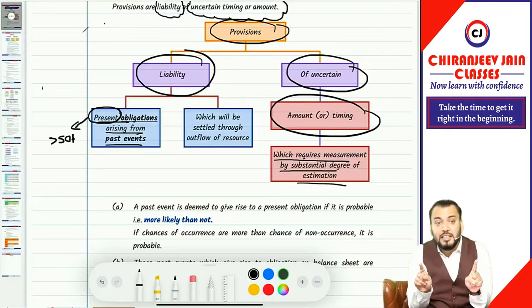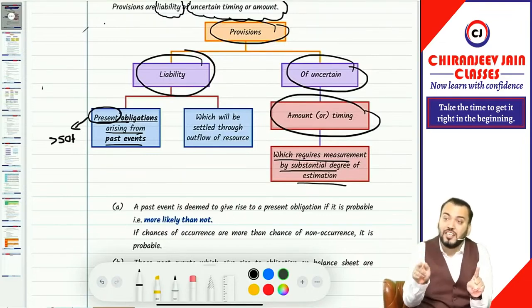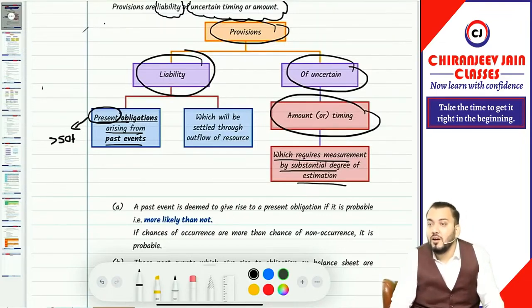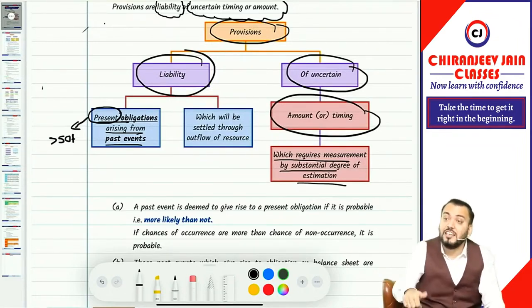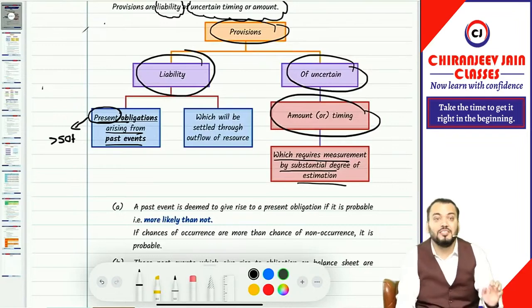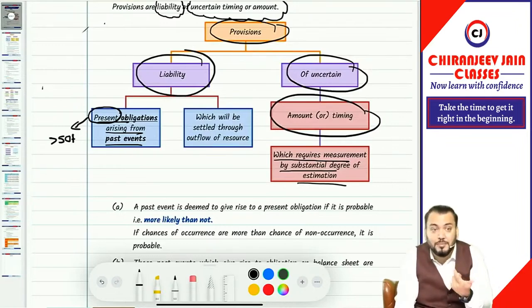When I am saying liability may be certain or uncertain, when I am saying certain, it is not a provision. When I am saying uncertain, it becomes what? Provision. Are you able to understand what I am saying?